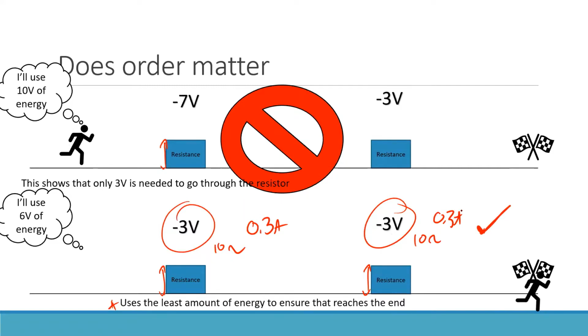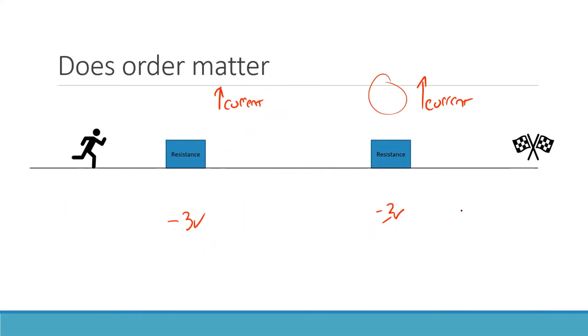Whereas in this one, if the resistance is again 10, now the current is not 0.3, it's actually 0.5. He actually can move through those faster. So the idea is that if you've got the same level of resistance, you want to make sure that you're dropping the same voltage so that you can go through these resistors at the same speed.